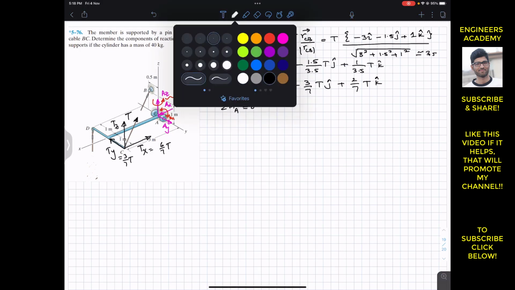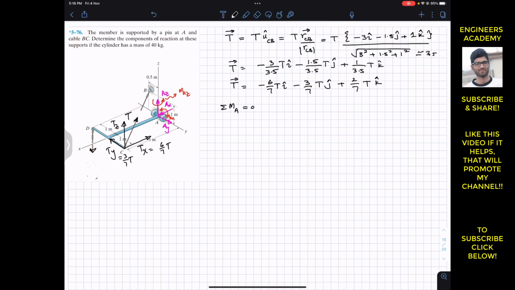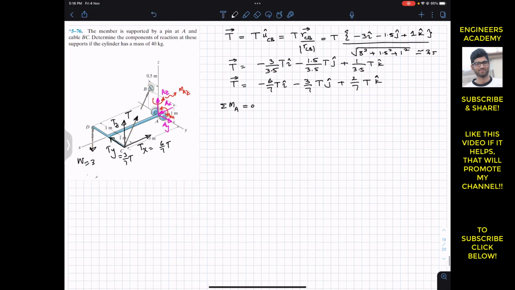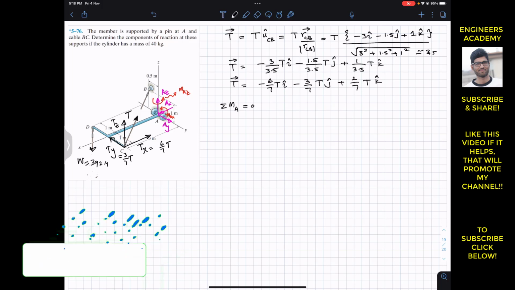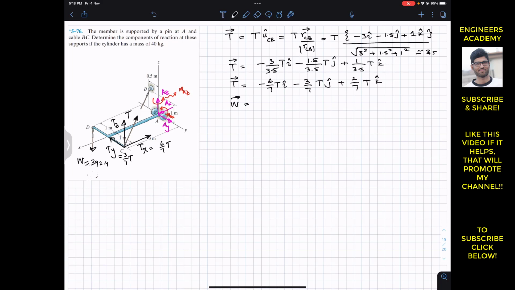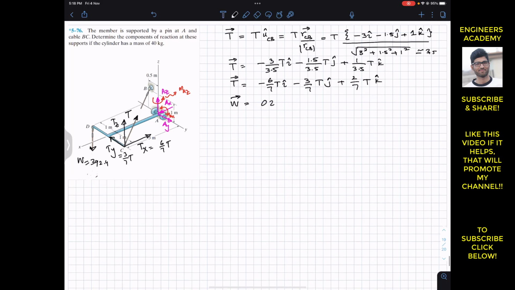So here we will have the weight, equal to 40 times 9.81, since the mass is 40 kg. So 40 multiplied by 9.81 gives us 392.4. First let me write that weight as a Cartesian vector. The weight is only acting in the negative z direction, so its i and j components are 0. So this is 0i plus 0j minus 392.4k, the Cartesian vector representation of that weight.